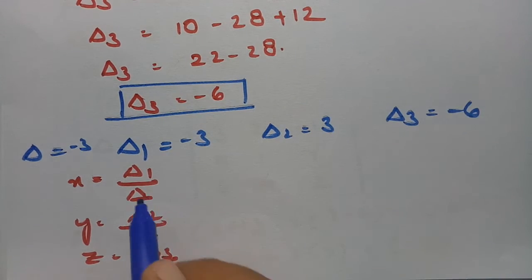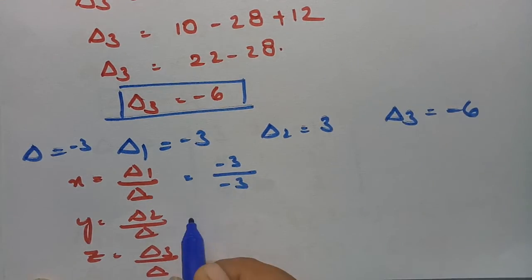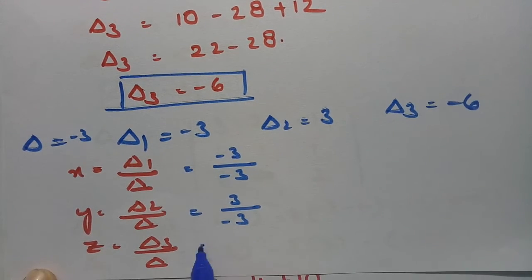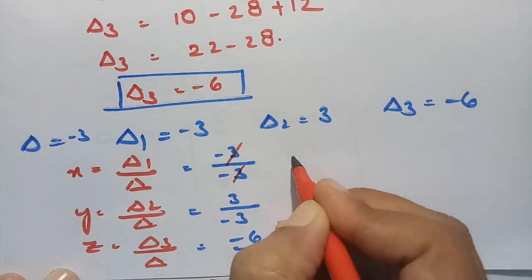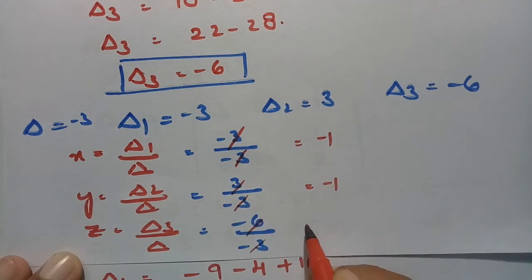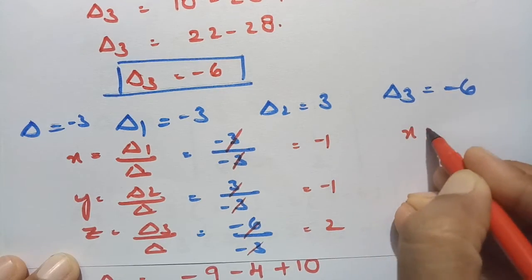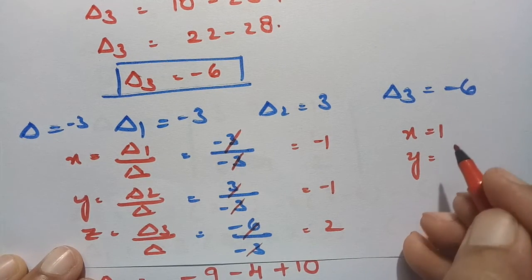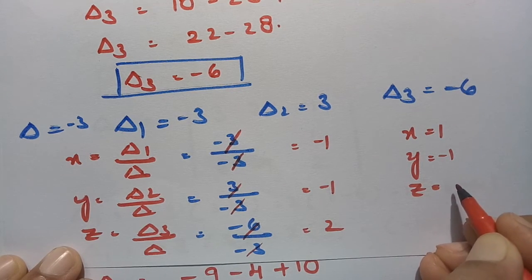So all the values are ready here. What is x? Delta 1 is nothing but minus 3 by delta, which is minus 3. For y, the delta 2 value is 3 by minus 3. And z is minus 6 by minus 3. If I cancel this, it is 1; for y it is minus 1; and if I cancel this for z, the value is 2. Therefore I got the value of x is equal to 1, y is equal to minus 1, and z is equal to 2.